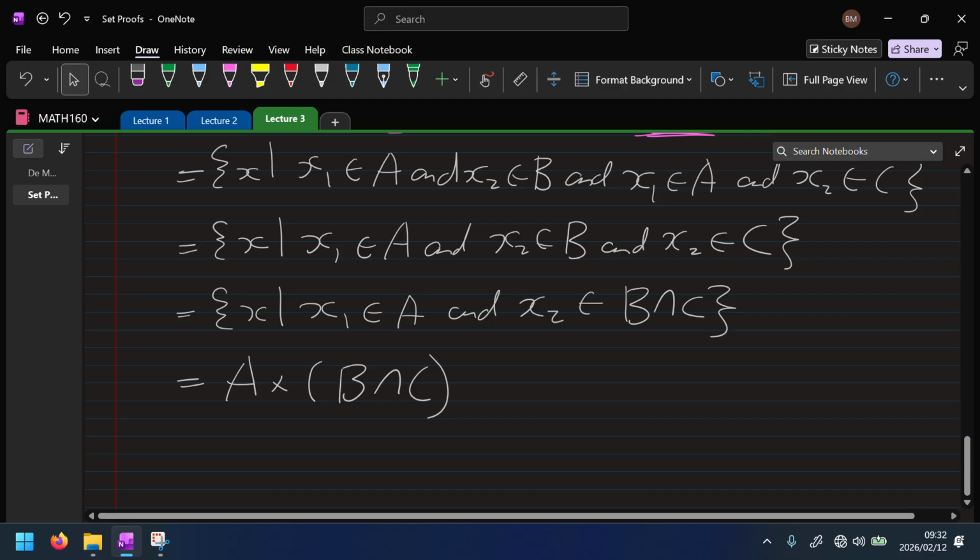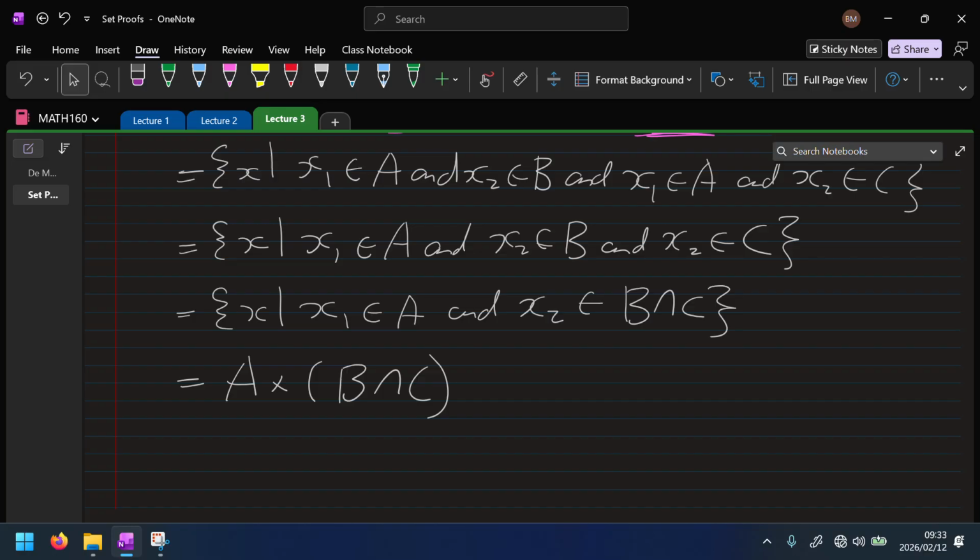Right? Does everyone see that? Because the first one goes with this Cartesian product, the second one goes with this. Okay, you got it. Okay, good.